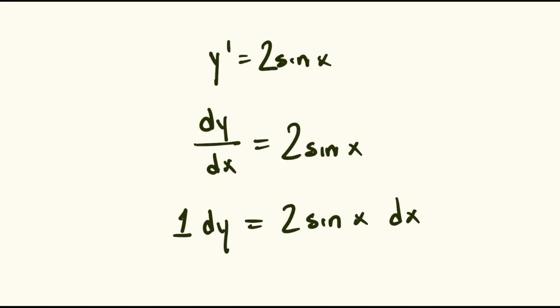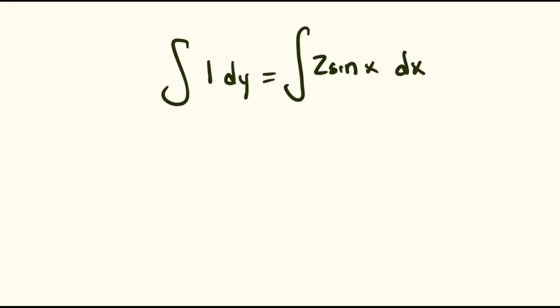And this almost looks like we could put an integral on both sides and integrate, which is exactly what we are going to do next. So that's the next step in this. So we have the integral of 1 dy is equal to the integral of 2 sine of x dx.